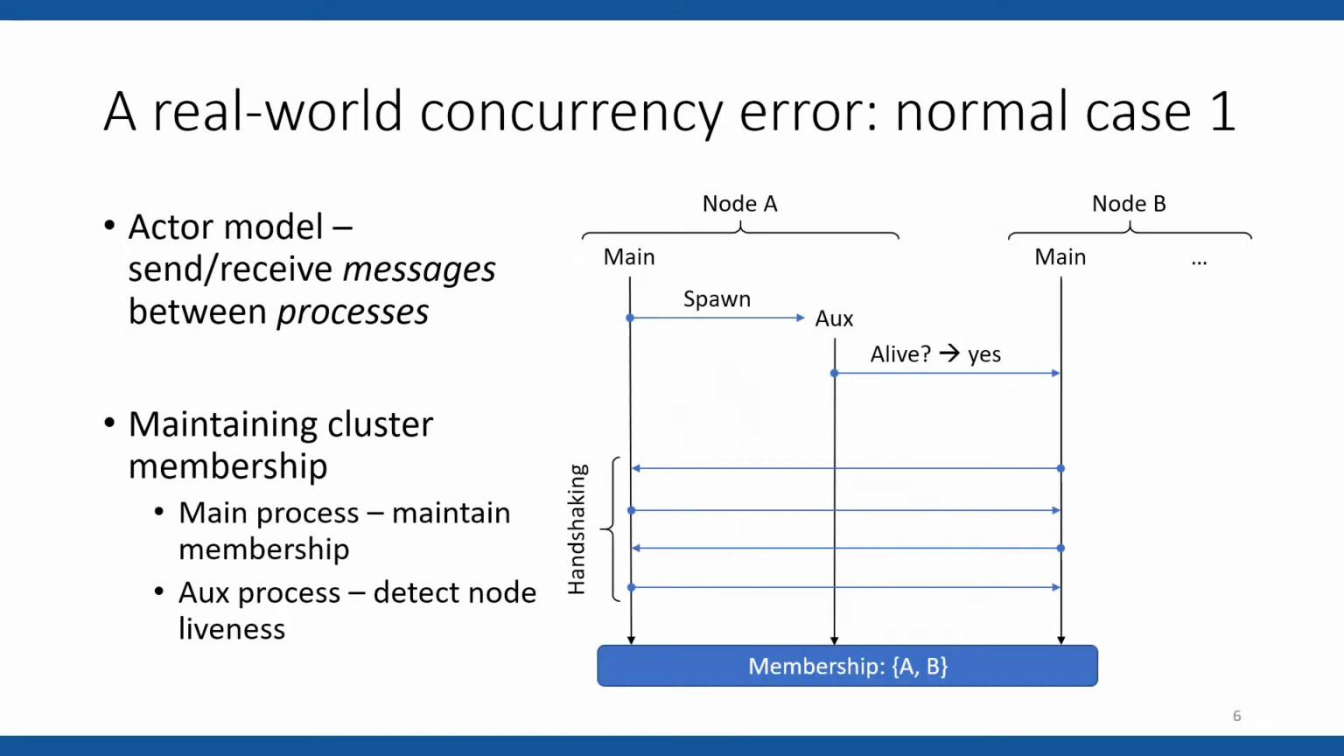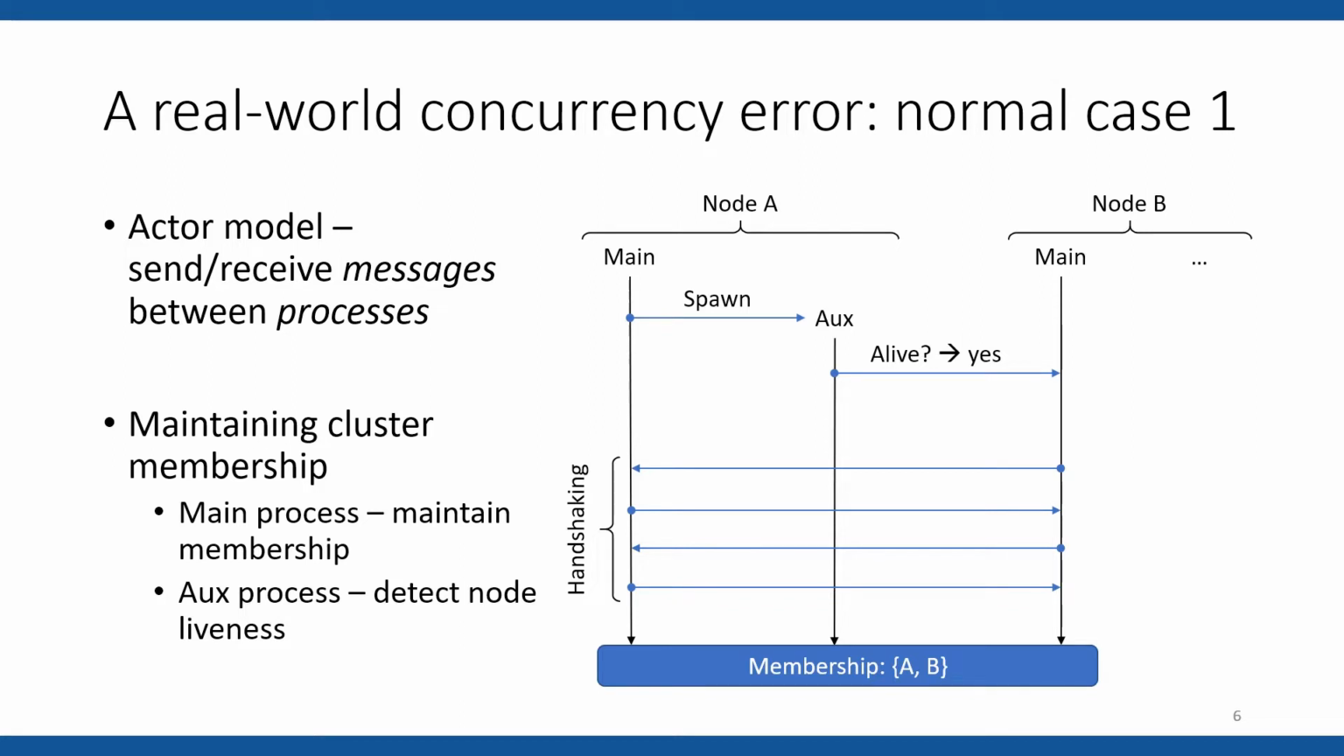To give you a concrete idea, here is an example of the real-world error that we have found in our work. I'll use the example throughout the video. The example demonstrates a scenario of the system programmed in the actor model, where the abstract processes are running in distributed nodes and communicating mainly through messages. One key function of the system is to maintain consistent membership in each node, so that client requests can be properly forwarded and replicated among the nodes of the cluster.